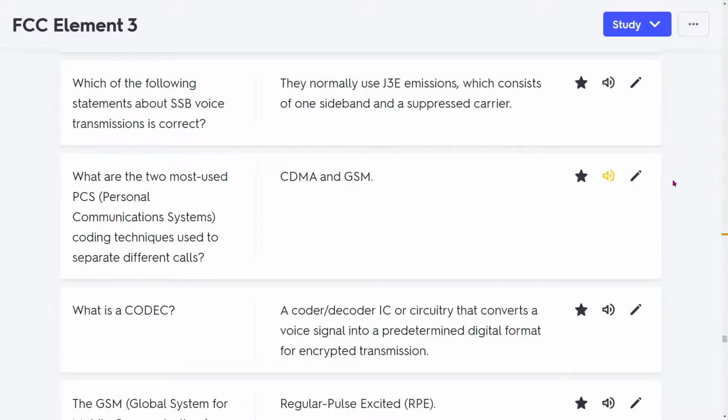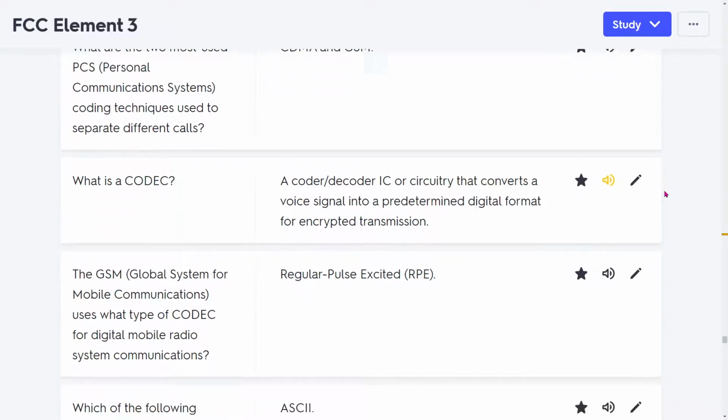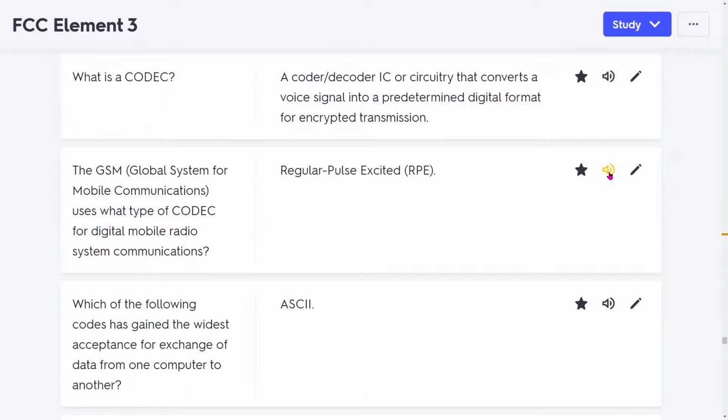What are the two most used PCS coding techniques used to separate different calls? CDMA and GSM. What is a codec? A coder-decoder IC or circuitry that converts a voice signal into a predetermined digital format for encrypted transmission. The GSM uses what type of codec for digital mobile radio system communications? Regular pulse excited.